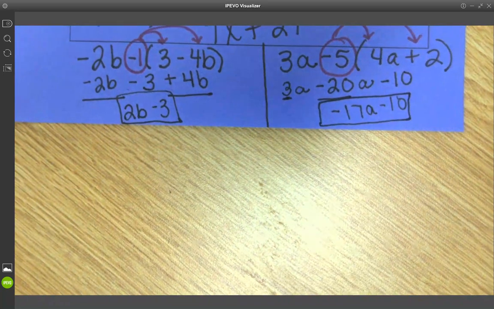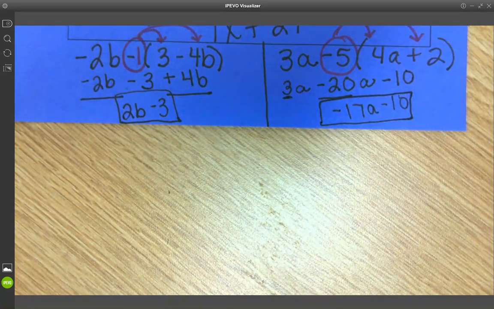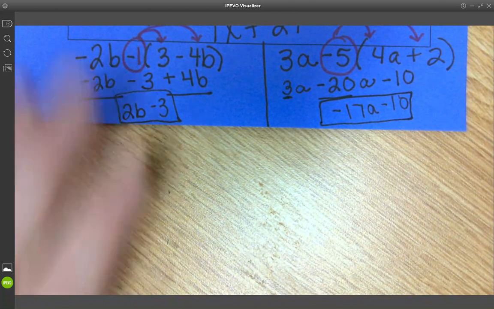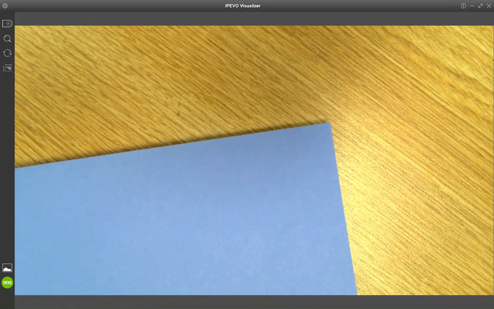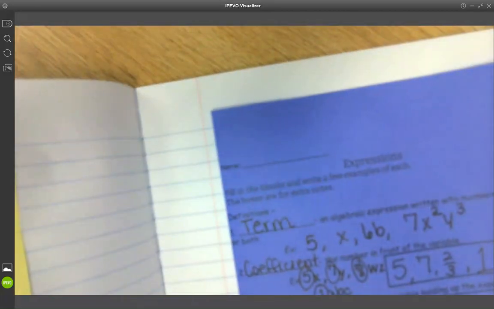Okay, we're going to glue this in the next page in our journal, and I do have another example for y'all. So go ahead and glue it in, and then we'll do another example in our journal. So it should go on page 7.